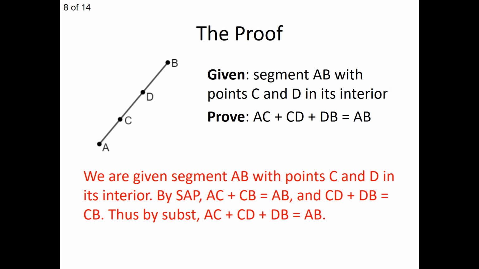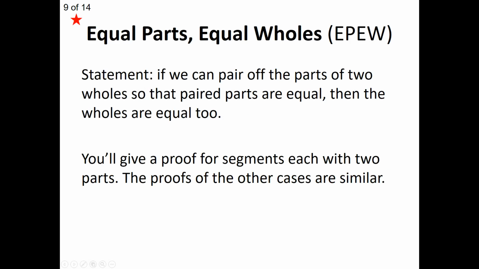But with substitution, I can take CB out of my first equation and replace it with its 2 equal subsegments, CD plus DB, which then means I end up with AC plus CD plus DB equals AB. And if I show this with 3 parts, then it'd be very easy to reproduce with 4 parts or 5 parts and so on and so on. So with this proof, it's enough to capture the many parts theorem. And of course, this applies with angles as well.